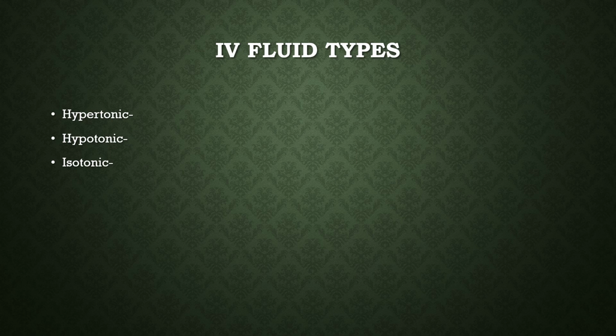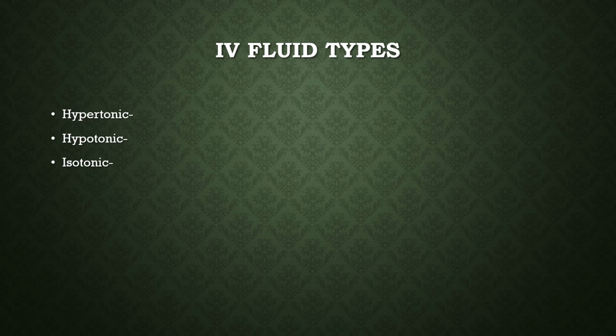So for example, let's talk about normal saline first. Normal saline is 0.9% salt in water. That's all it is. So our blood has 0.9% salt or sodium in it. So if we give normal saline, we're giving an isotonic solution to our patient.